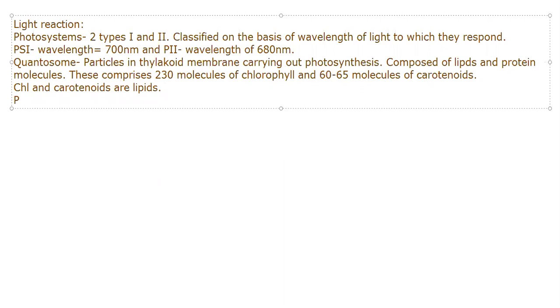Proteins, metalloproteins, which form the electron transport system. Iron and copper containing systems, proteins, right?